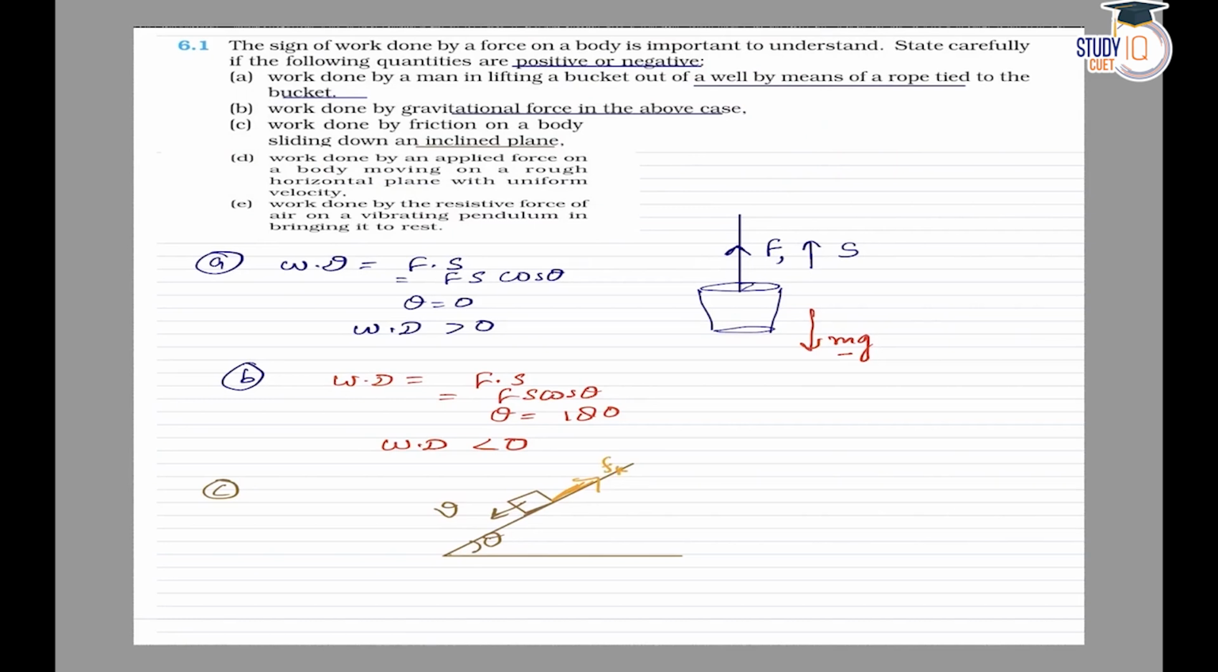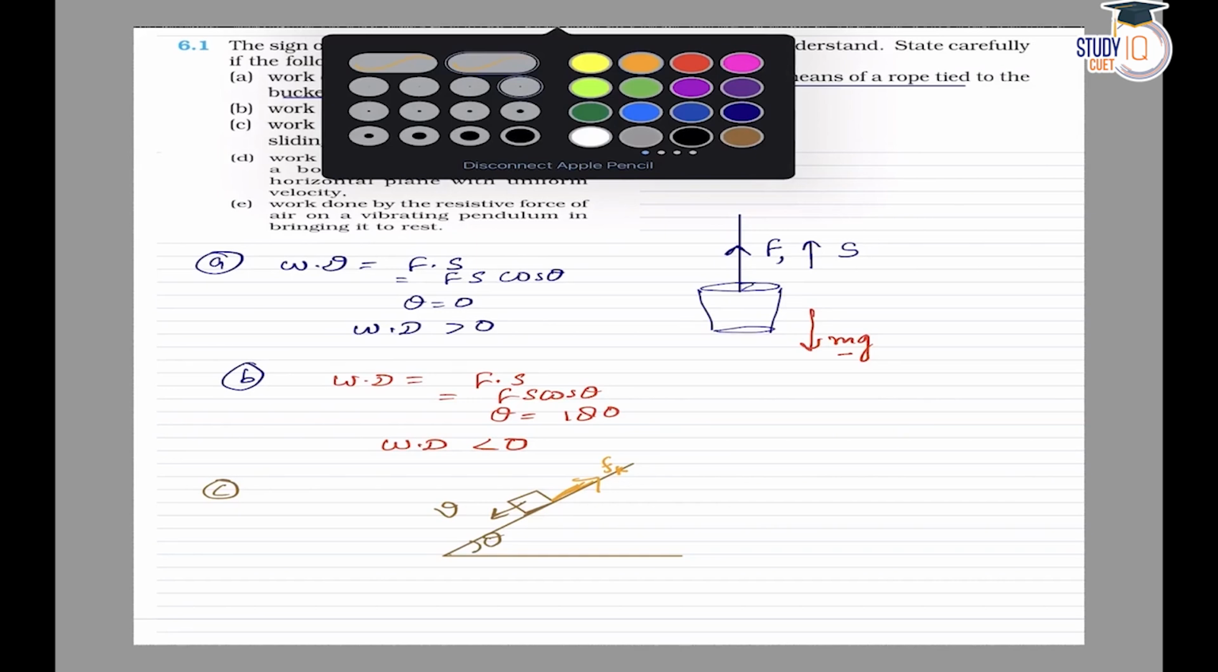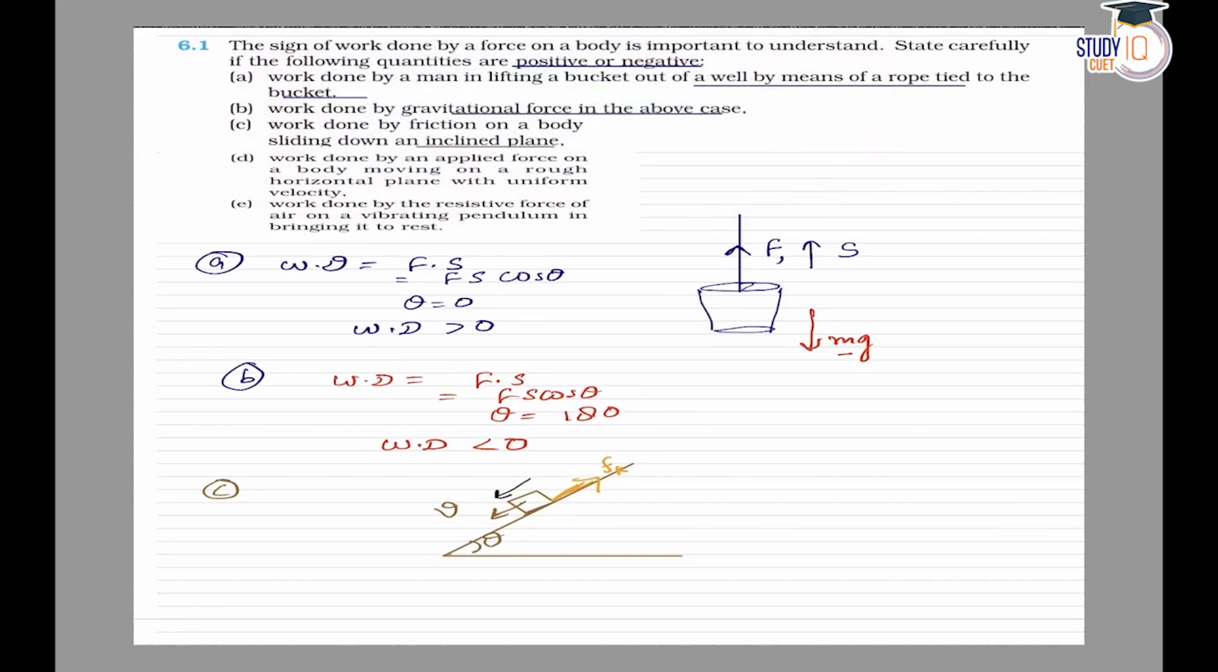As the displacement is in downward direction and the friction is in upward direction, we can say that the angle between the displacement vector and friction force is 180. So in this, theta is equal to 180. So work done is given by F dot S, as theta is 180. So in this case, work done by frictional force would be less than 0.